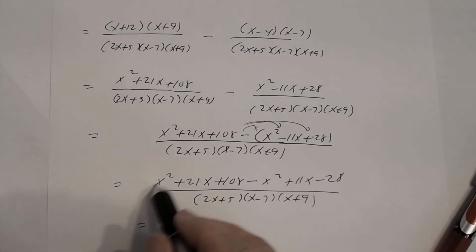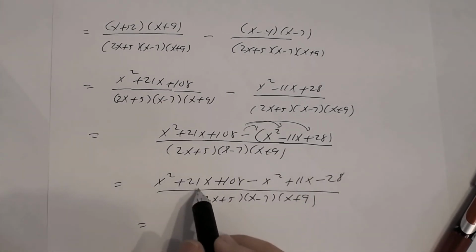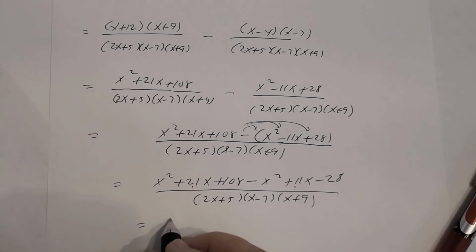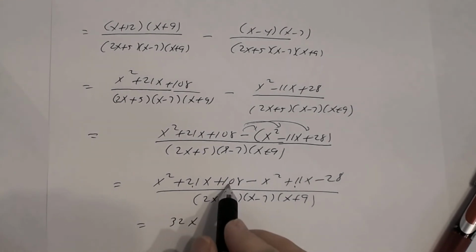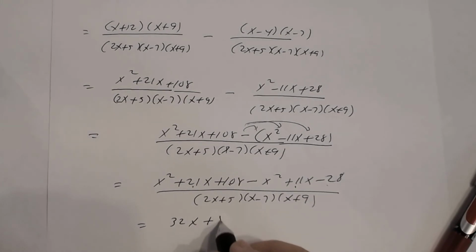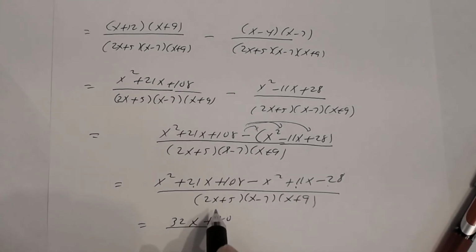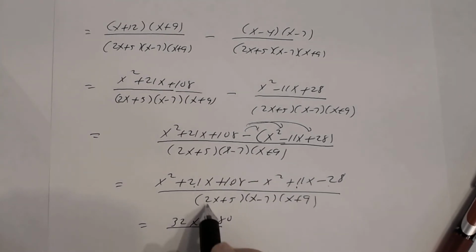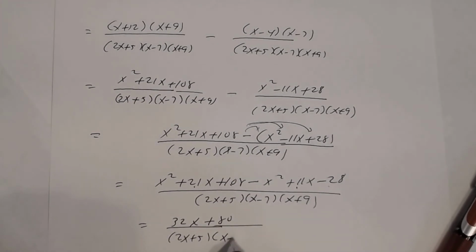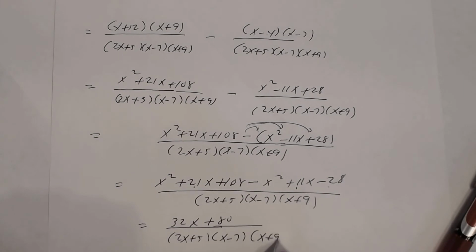Let's see what we get. So the x squareds add up to be 0. 21x and 11x gives me 32x, right? 108 and a negative 28 gives me a positive 80, it looks like. All divided by 2x plus 5 times x minus 7 times x plus 9.